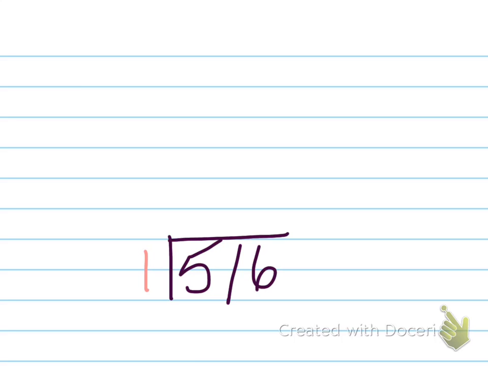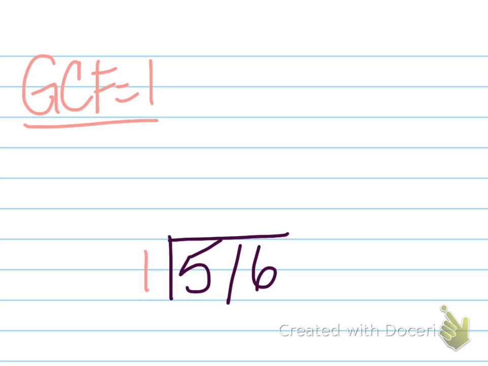Let's try one more. Let's try 5 and 6. Well, what number goes into both of those? Let's see, it can't be 2, 3, 4, 5, 6. You know, they do have 1 in common. All numbers have the number 1 in common. So my greatest common factor is 1.